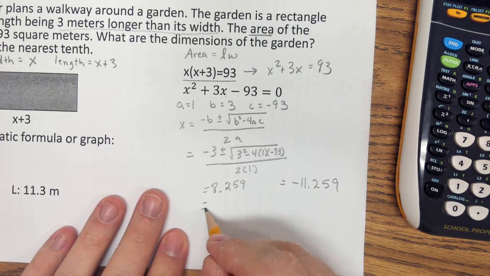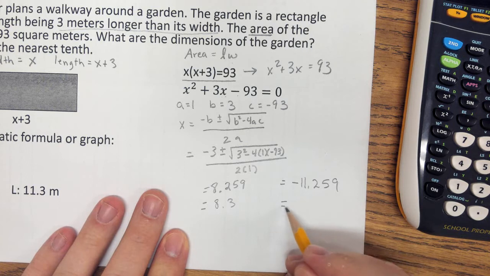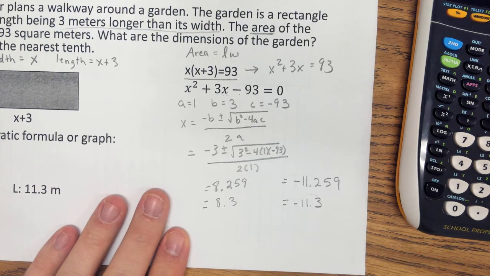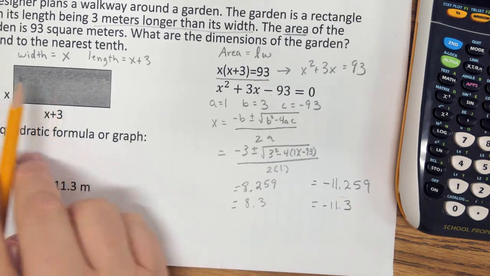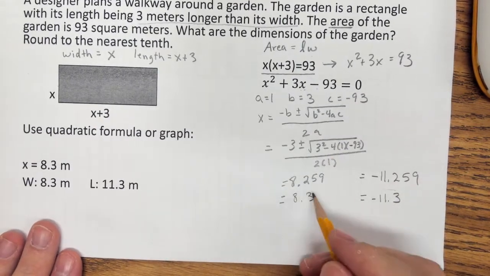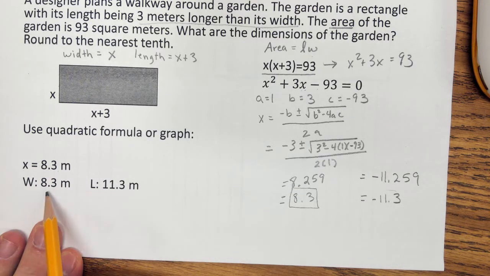Well, if I round it to the tenth, this is 8.3. This one is negative 11.3. Negative doesn't make sense for area or for length and width. I can't have a negative length. So there's my answer, 8.3 meters. So my width is 8.3. The length is 3 more than that, so I add 3 to that and get 11.3.